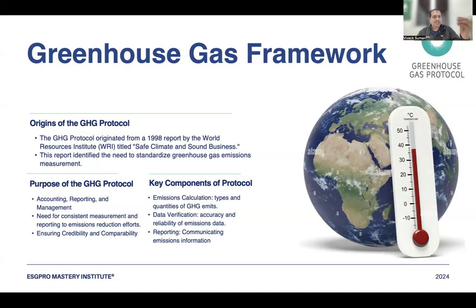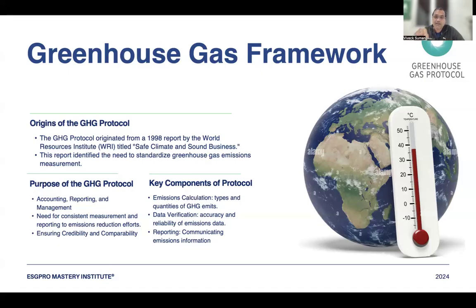Okay, let's start. Origin is clear. Purpose is also clear. This is used for accounting, reporting, and management, which needs a consistent measurement. Consistent measurement means whatever I measured last year, I'm making sure this year I'm definitely measuring that, plus any new development. That's why the word consistent is critical here. And the reason again is the emission reduction effort.